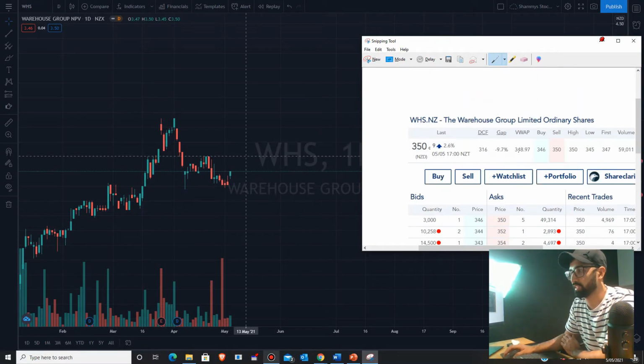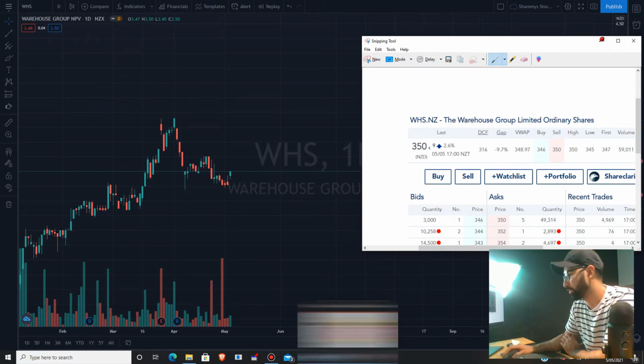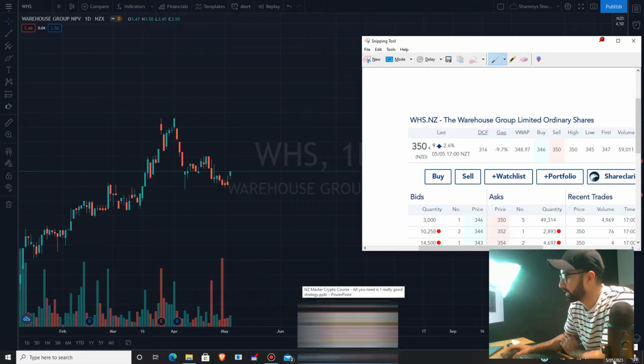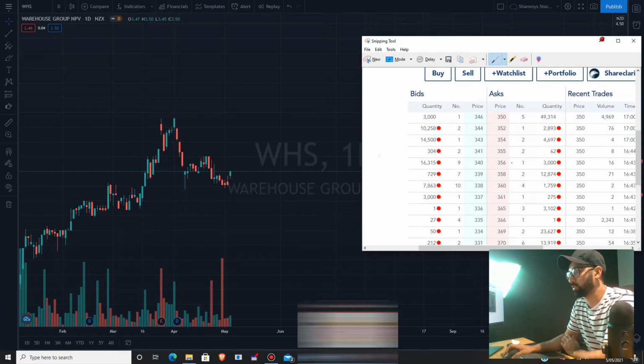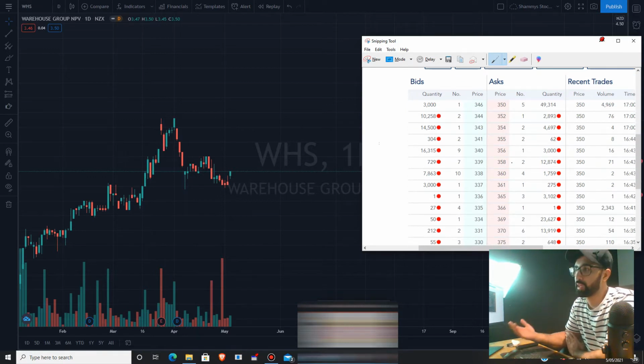So basically this here is the warehouse stock. As you can see, the date, the 5th of the 5th, you can see down the bottom of the screen here, the 5th of the 5th as well. So that basically just says that this market depth is real time.